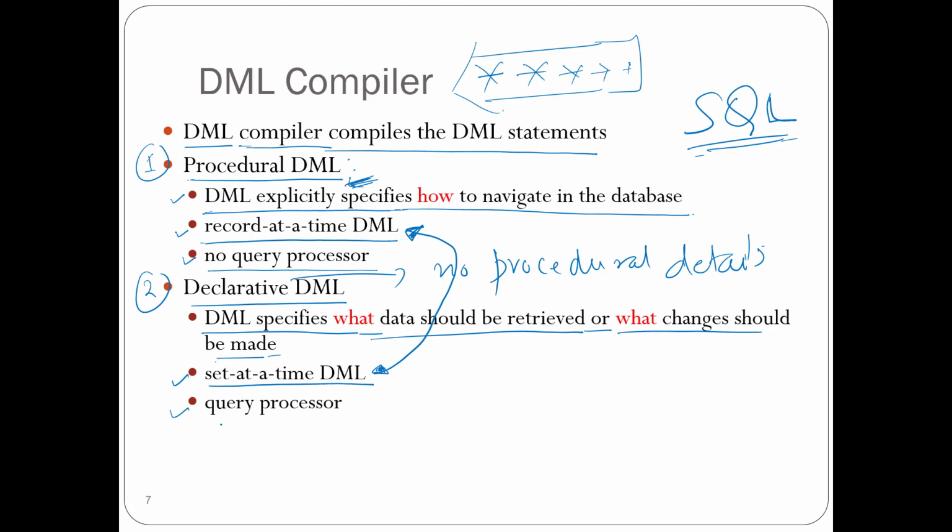Then the third point that we have for the declarative DML is that here we need a query processor. All right, so the first 2 points I'll consider as the advantages of declarative DML over procedural DML. The third bullet, I don't want to call that a disadvantage, but it could be an overhead. But this overhead helps us a lot. It makes our task of programming a lot easier, a lot convenient, a lot efficient.